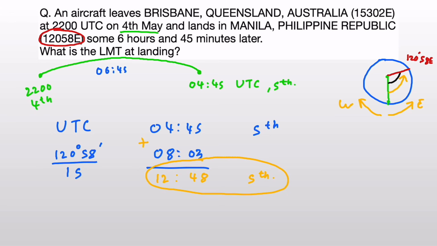Now if I just want to go over this question again, I had the flight time. So the flight time was 6 hours 45 minutes. I had the time my aircraft took off in UTC.